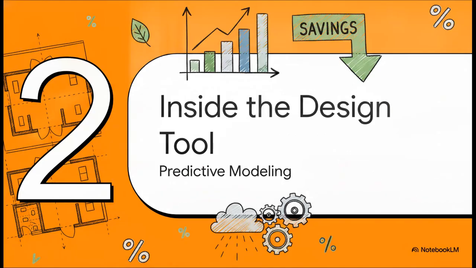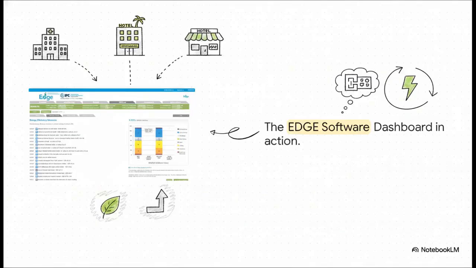Section 2. Inside the design tool. Okay, so how do we actually prove those 20% savings are happening before anyone even breaks ground? Well, imagine you're designing a hospital, a hotel, or maybe a massive retail space. This incredibly powerful software provides predictive modeling and analysis right from the conceptual stage. You literally do not have to wait until construction is finished to find out if your building is green. The dashboard allows architects and engineers to instantly see how their specific design choices impact those required efficiency thresholds.